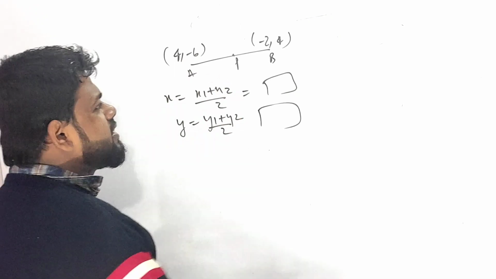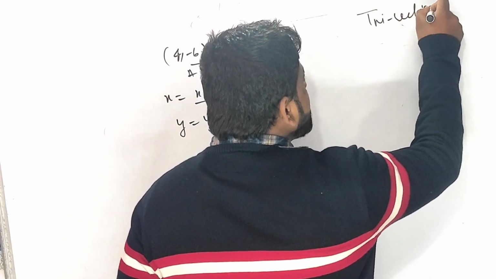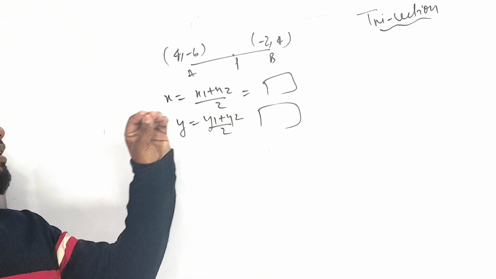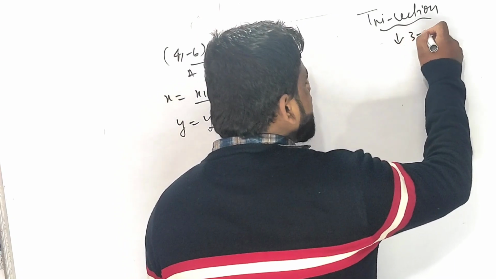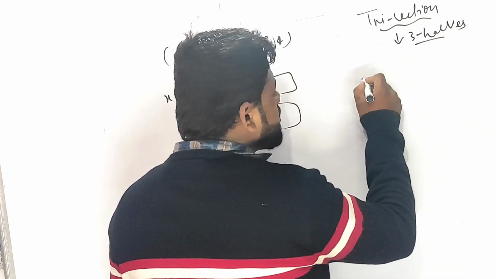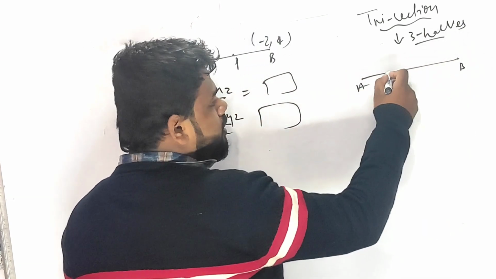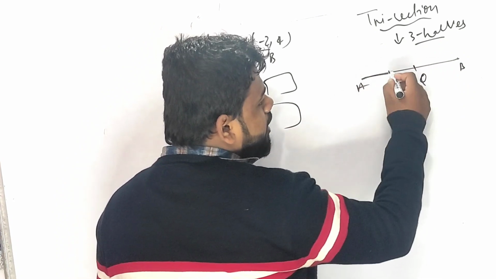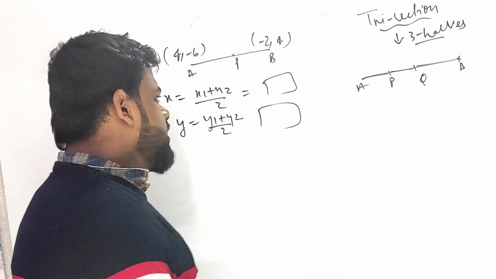Now coming to the trisection. What do you mean by trisection? My dear children, if there is the word trisection, that means it is divided into 3 parts. Suppose a line AB is there, it will be divided into 3 parts: 1, 2, 3, with points P and Q. ये एक हाफ में बटेगा, ये एक हाफ में बटेगा, ये हाफ में बटेगा. Is it clear? Let us understand.